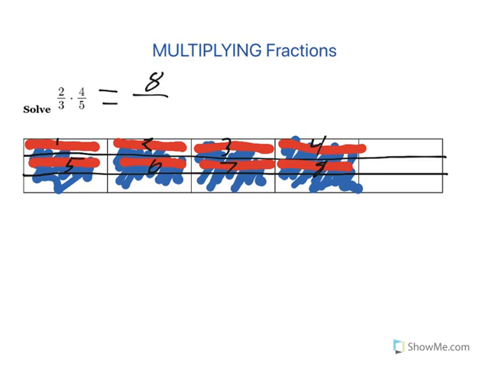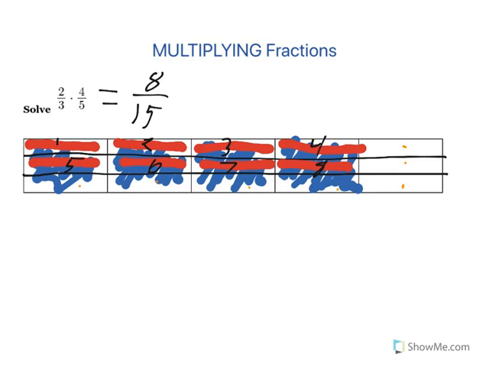Out of how many total do we actually have? We have those 8 plus 9, 10, 11, 12, 13, 14, 15 pieces. So 8 out of 15.